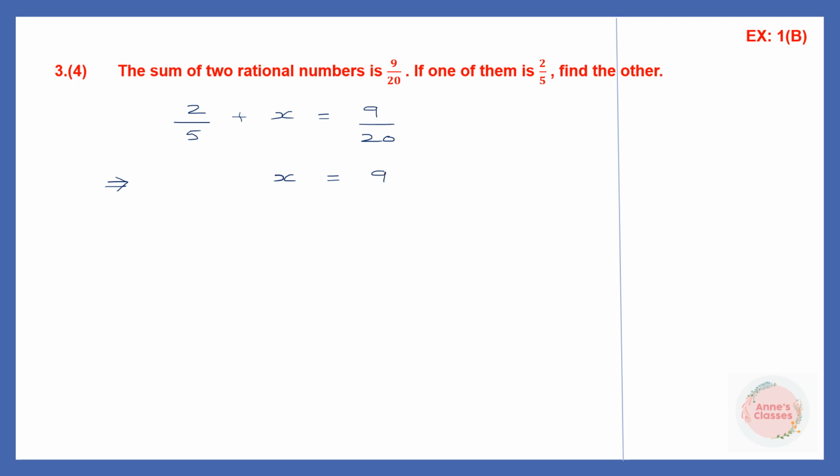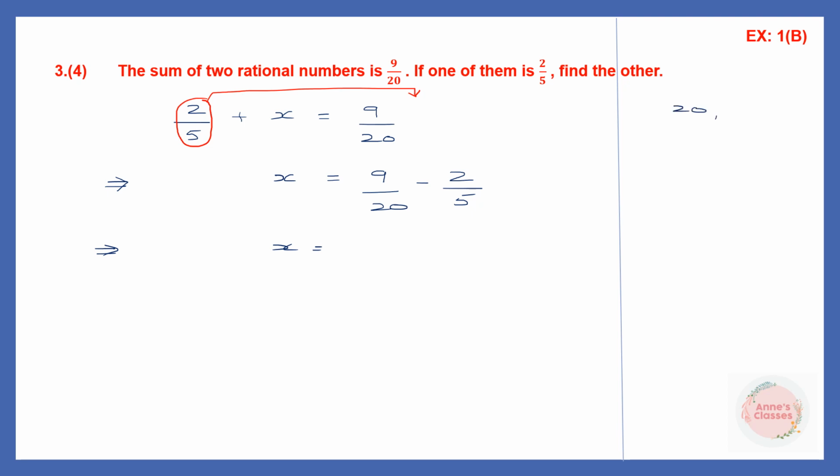On the right hand side we have 9 by 20, leave it as it is. Now we're going to move 2 by 5 to the other side. We're going to transpose it. And since it is plus there, it becomes minus when it comes here, minus 2 by 5. So we are going to solve for x again. So x is equal to 9 by 20 minus 2 by 5, which is subtraction.